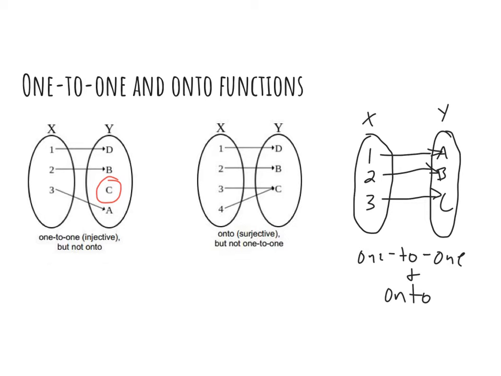The middle one is an onto function, but it's not one-to-one. It's onto because if you'll notice, all of my range values have an arrow pointing to them, so all of the range values are paired with a domain value. It's not one-to-one because these two domain values share the same range. So in order to be one-to-one, they have to be different range values. And the last one is both one-to-one and onto. All of the range values are used, so it's onto, and it's one-to-one because all of the domain values go to a different range value.